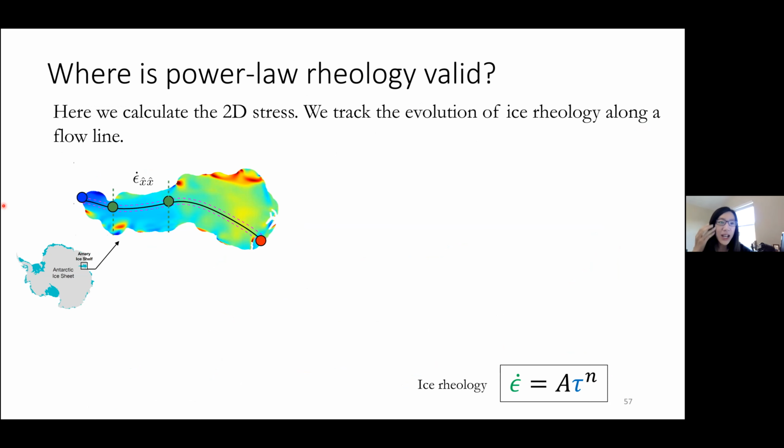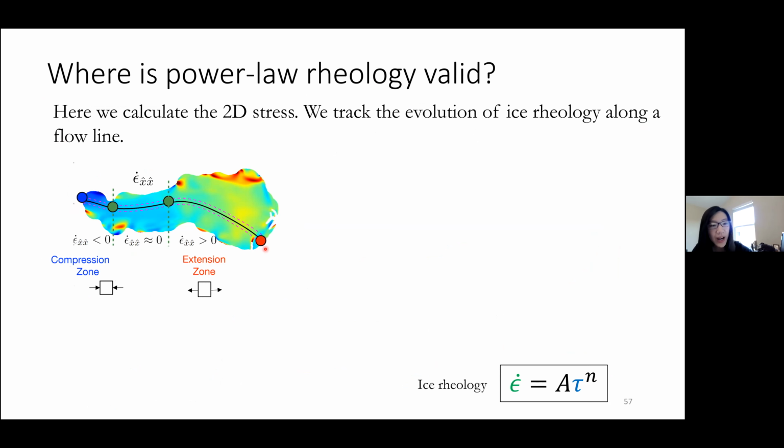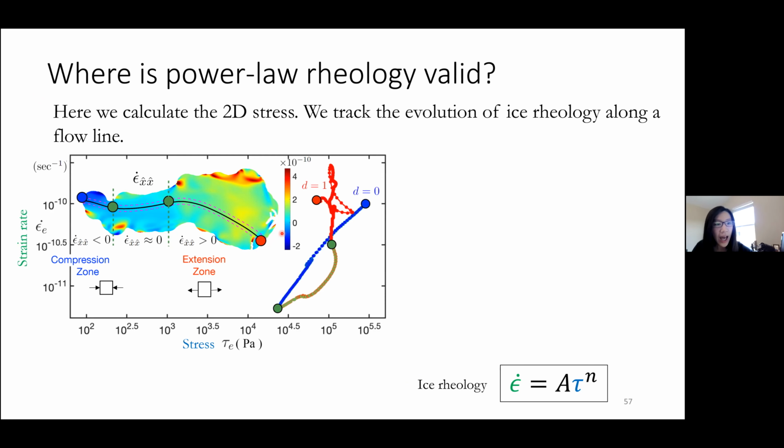And now we focus on the Amery Ice Shelf. So we look at the rheology along a flow line that passes through the upstream region where the ice is under compression, and then into an extensional area where ice is being stretched. So when we calculate the stress and the strain rate along this flow line, this is what we get.